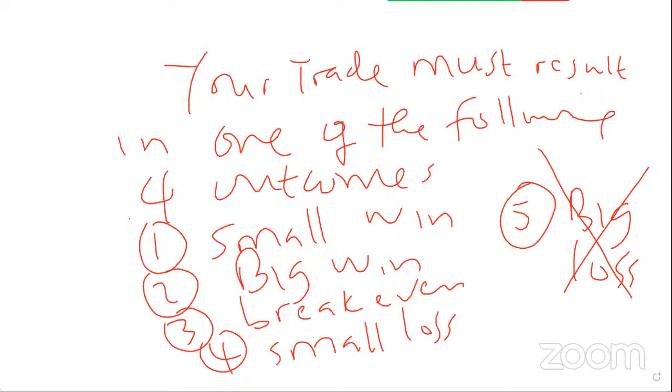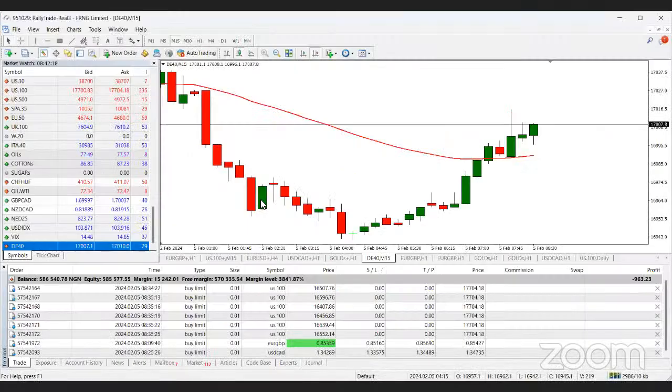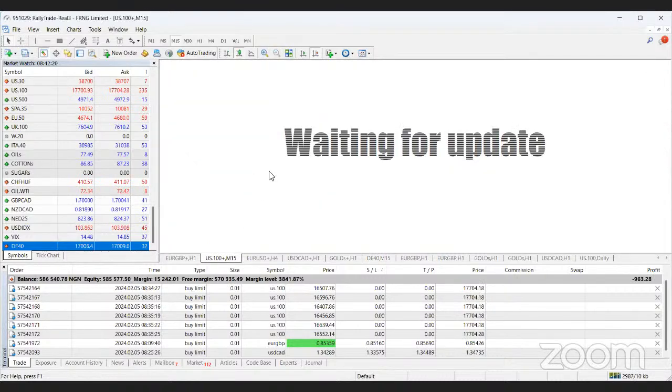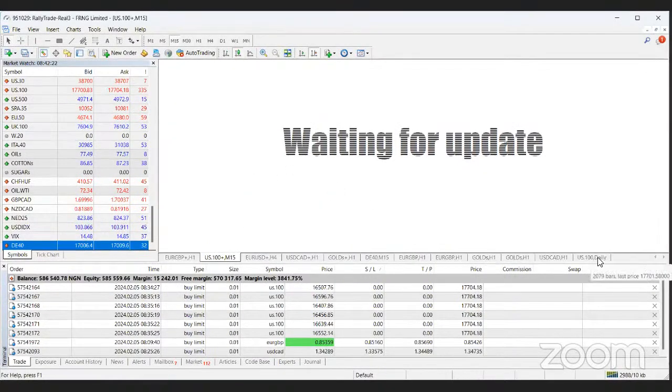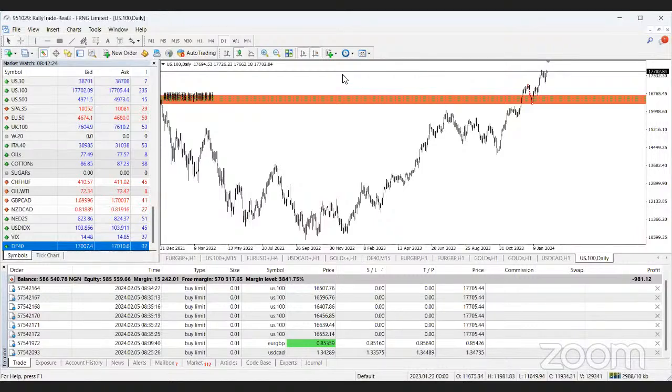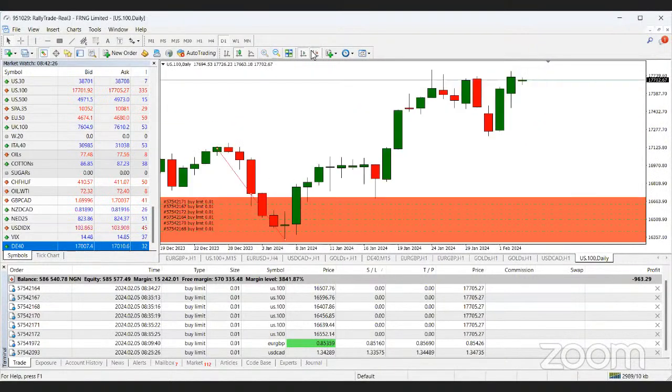If I sell now on US 100, for example, I'm going to result in a big loss if the price continues to go up, because there is no place for me to put a stop loss. It doesn't exist. I can share the screen with you and show you what I'm trying to say. If I go to US 100 right now and place a sell, where will my stop loss be?